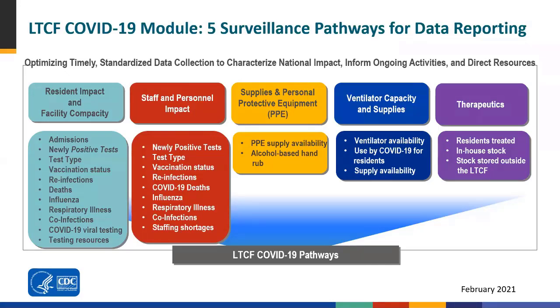Our second pathway, the staff and personnel impact pathway, assesses staff and facility personnel, including temporary staff and volunteers, impact for COVID-19 for the reporting week. This pathway also assesses staff and personnel shortages during the reporting week.